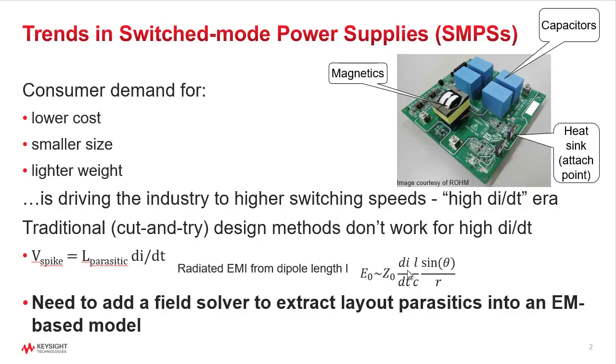Both the radiation and the conducted EMI depend on di/dt. This is the formula for a Hertzian dipole, and you can see that the far field strength is dependent on di/dt. So you get into EMI failure problems unless you design this carefully. And the solution is to change your design flow, change the workflow. You need to add a field solver to extract the layout parasitics and the far field, using an EM-based model. This is great, but most people in power electronics aren't so familiar with using a field solver, and it's kind of tricky to set up.